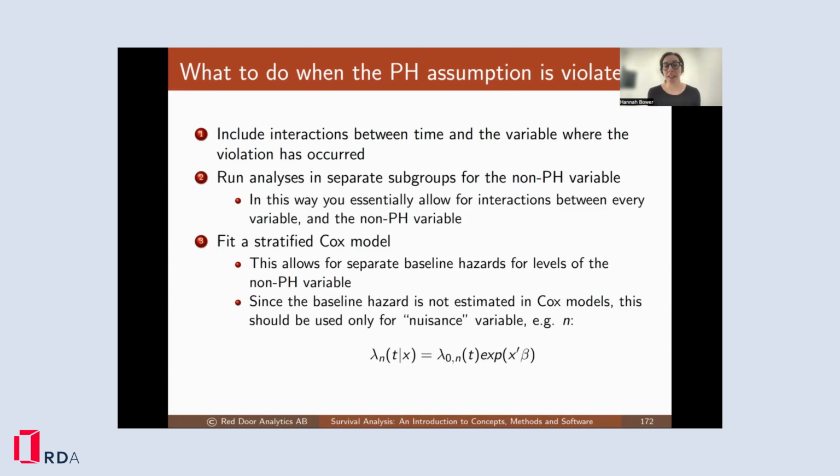So since the baseline hazard is not estimated in Cox models, this should only really be used for nuisance variables because you would no longer get any estimate for that variable. So if we were to fit a stratified Cox model for the grade variable, stratifying on grade, we wouldn't get any estimate for grade. We wouldn't know the effect of grade on our event of interest of recurrence of breast cancer or death. We would just know that, okay, we've dealt with the non-proportional hazards.